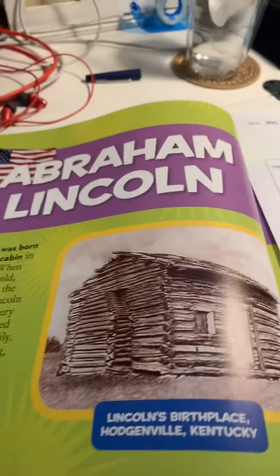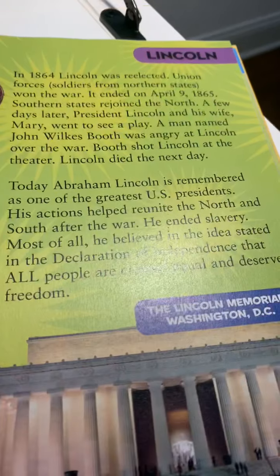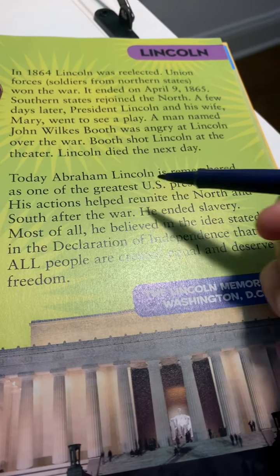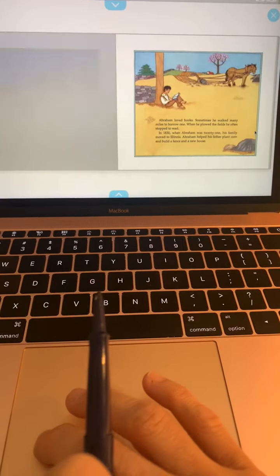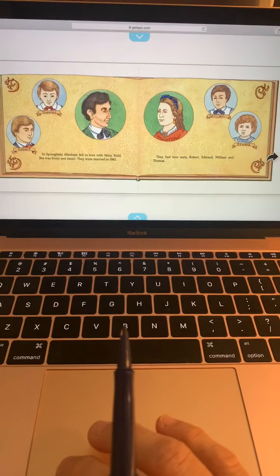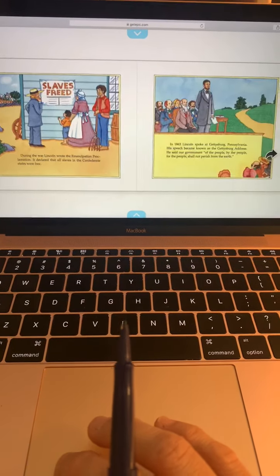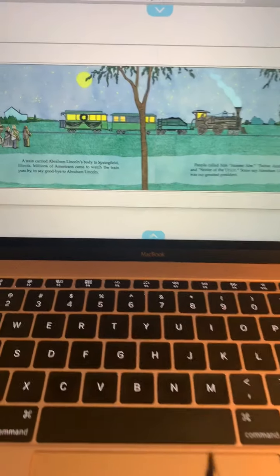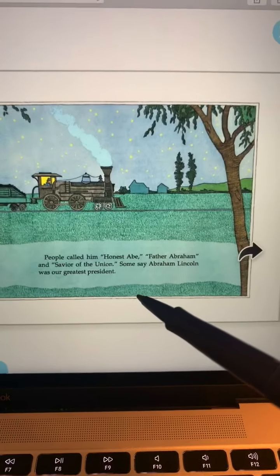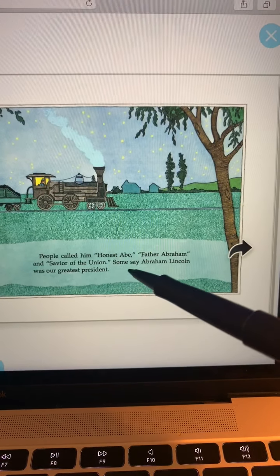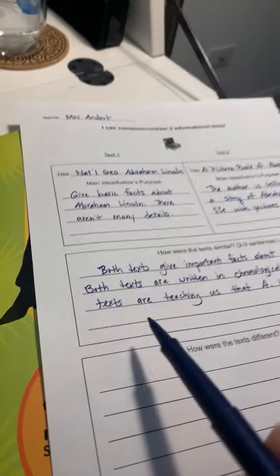They both ended their texts. If you look here, today Abraham Lincoln is remembered as one of the greatest U.S. presidents, and then it tells you why. Same over here. Oh, come on, Epic. Sometimes Epic doesn't do what I want it to do. So let me go to the end. Here it is, people came to say goodbye to him. People called him Honest Abe, Father Abraham, Savior of the Union. Some say Abraham Lincoln was our greatest president. Both authors ended that way. So I know they both want us to know how important Abraham Lincoln was.